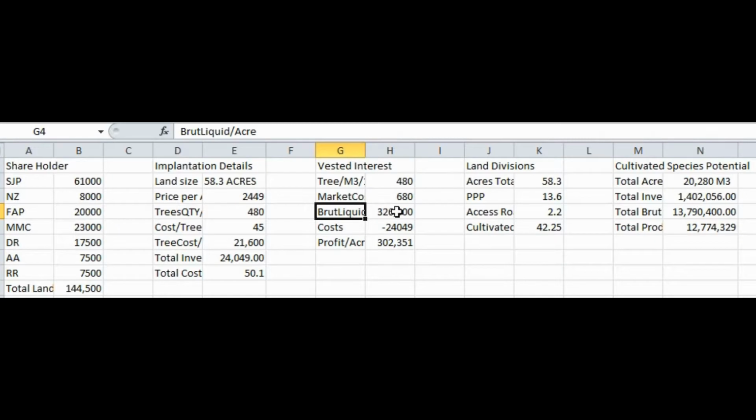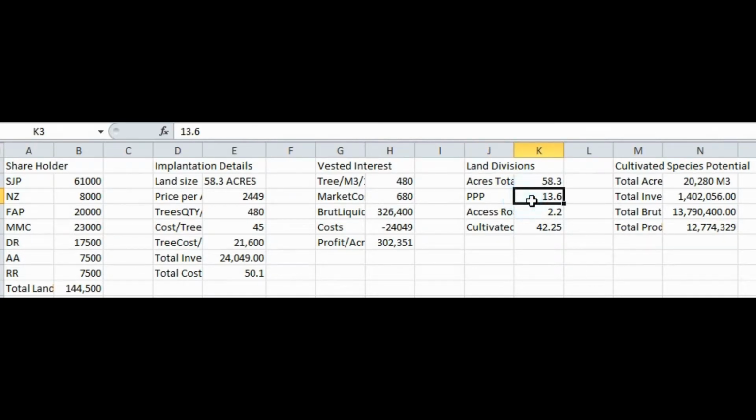The liquid per acre, that would bring us to $326,400, and the cost, of course, is $24,049, as we went over already in this column. That leaves us with a profit of $302,351 per acre. Of course, we have 58 acres, but not the entire acreage is available to be planted, so this brings us to the land divisions.